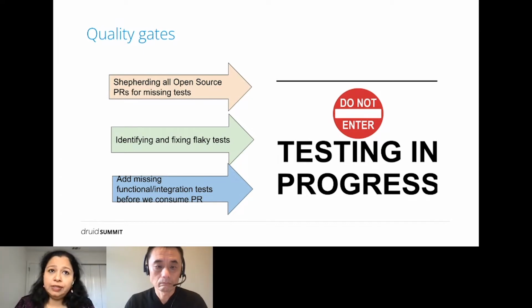Apart from this, some of the tests that we do include scale tests or load tests, because Druid is all about subsecond queries, and the speed is of essence here, right? And browser compatibility test is one.